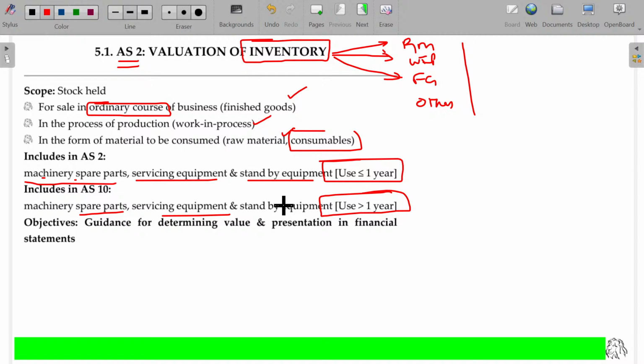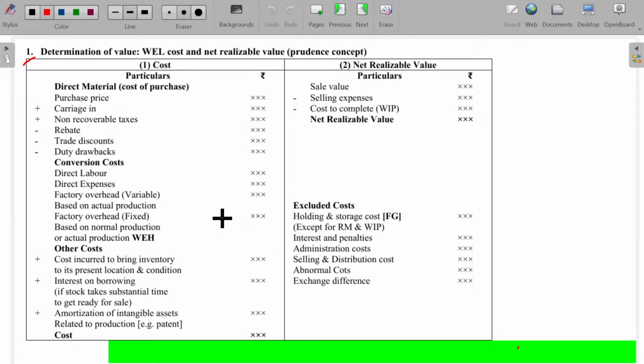Asset will be studied under accounting standard AS number 10, property, plant, equipment. So after that we'll go there, and there also I am referring this one. Any spare parts of the machine not being useful for more than 1 year will be considered as inventory, valued as per AS number 2, where I will discuss that part along with the AS number 10. The main objectives of this AS is determining the value and presentation of the same in the financial statement. To determine the value, this AS is helping you.